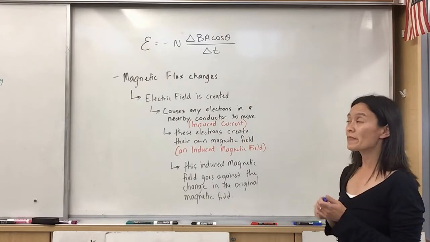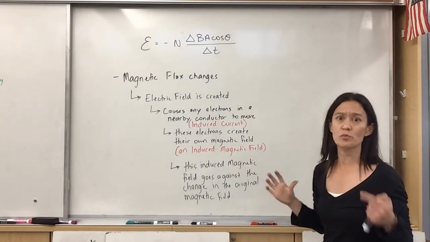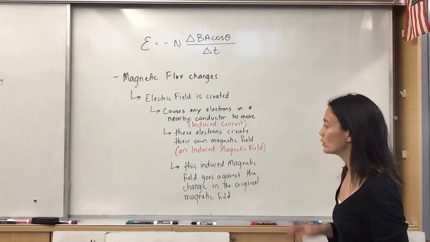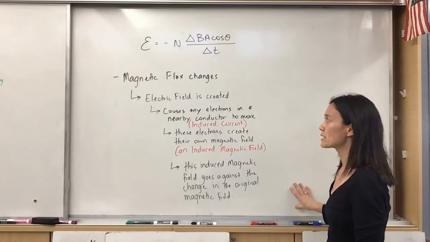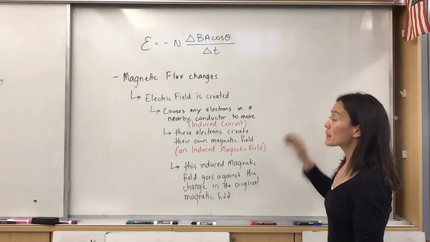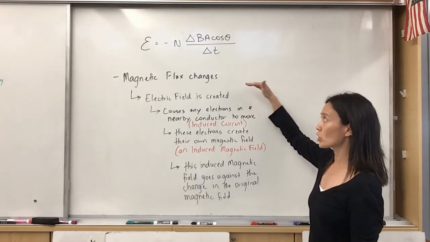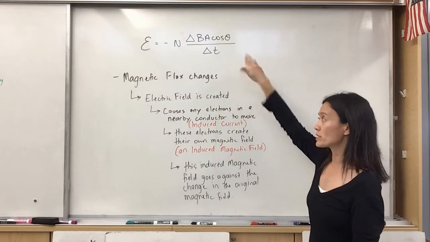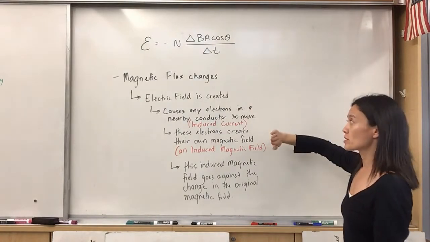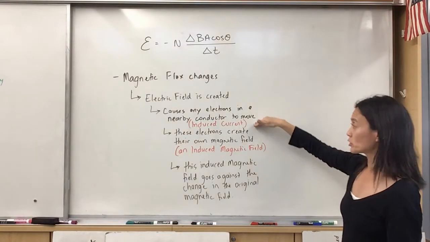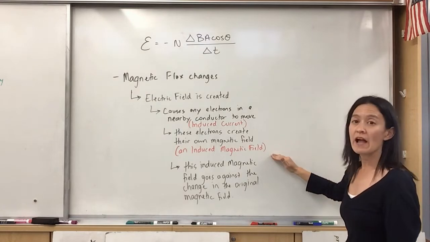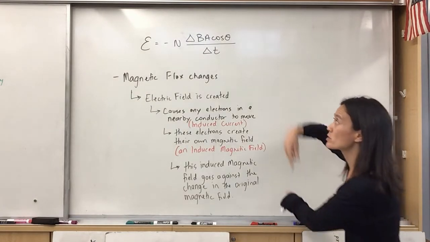So this is what that negative means, and conceptually, it's pretty meaty. So I want to go through a few examples of this process. And this is the actual steps that occur. The magnetic flux changes. This creates an electric field. Electric fields cause electrons to move. Electrons moving create magnetic fields, and this magnetic field essentially opposes this real change.